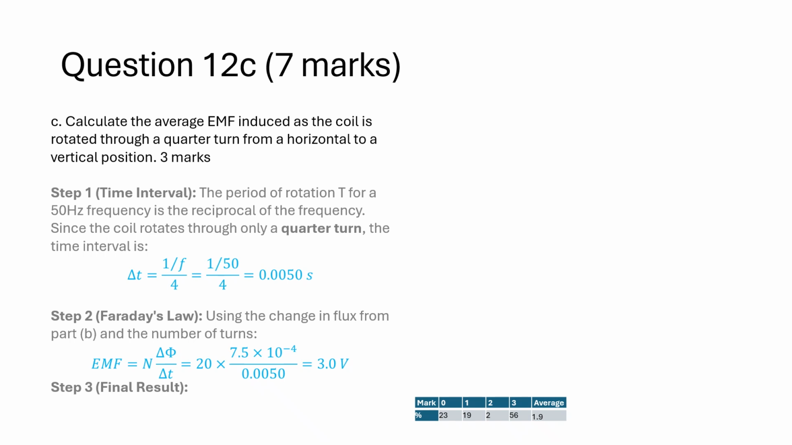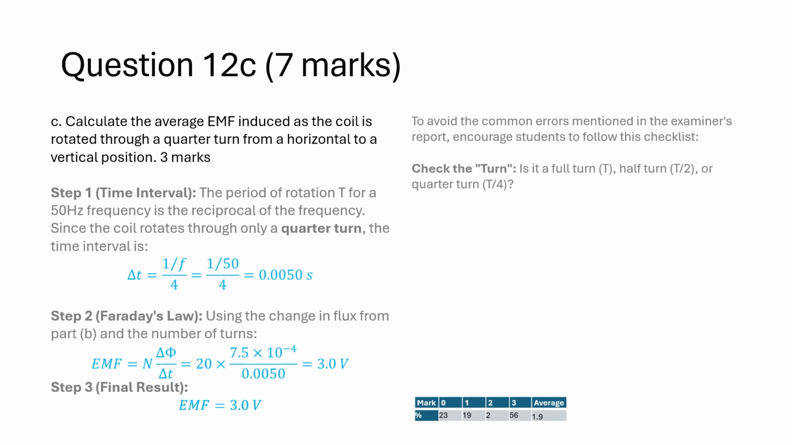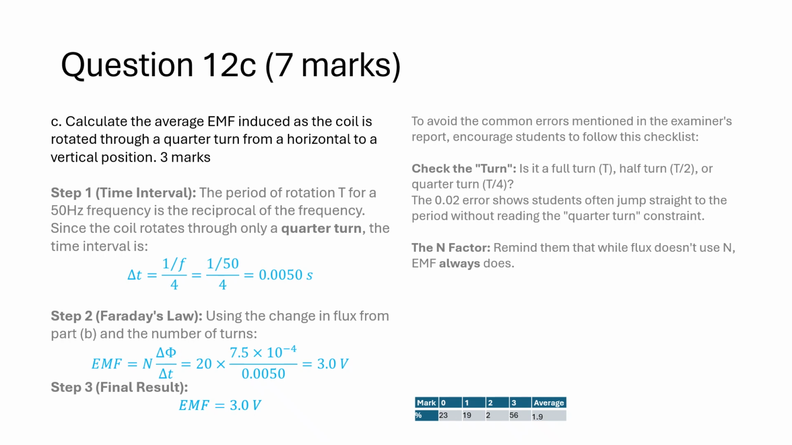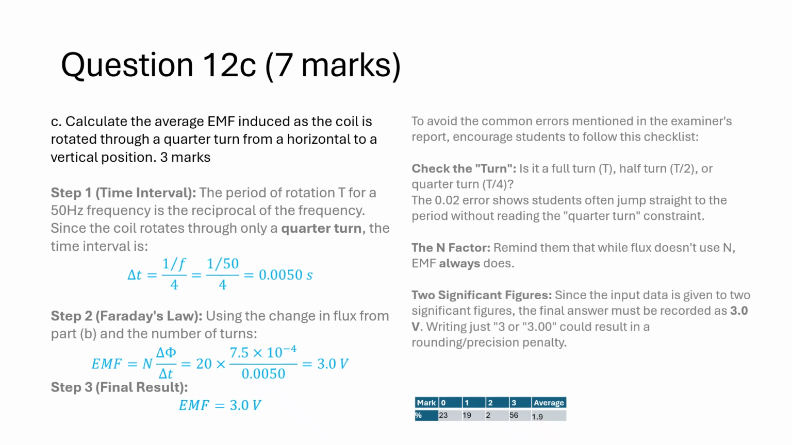Step 3. Final result. To avoid the common errors mentioned in the examiner's report, encourage students to follow this checklist. Check the turn. Is it a full turn, T, half turn, T/2, or quarter turn, T/4? The 0.02 error shows students often jump straight to the period without reading the quarter turn constraint. The N factor. Remind them that while flux doesn't use N, EMF always does.